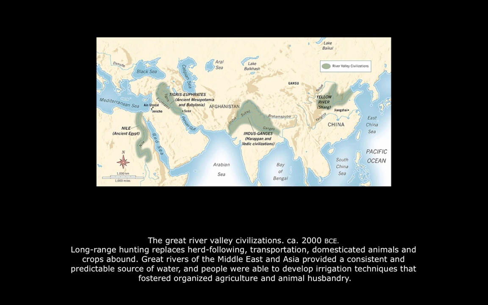We begin to see people stay put in one particular area. Where we tend to see the earliest civilizations crop up is right along the major rivers that you see here in this map. So we've got the Nile River, and along there we'll see the ancient civilization of Egypt. Along the Tigris-Euphrates, we'll see one of the first, which is ancient Mesopotamia and Babylonia. The Indus-Ganges River, and then also the Yellow River.